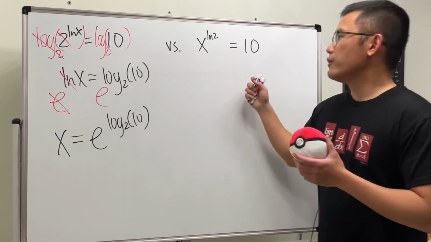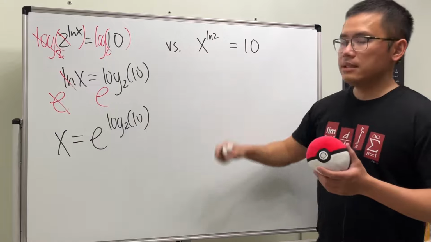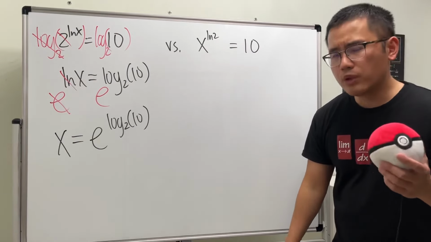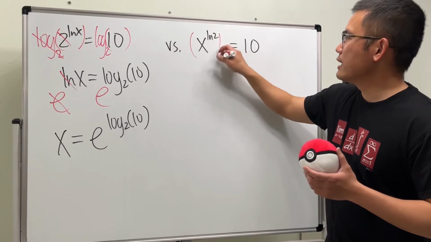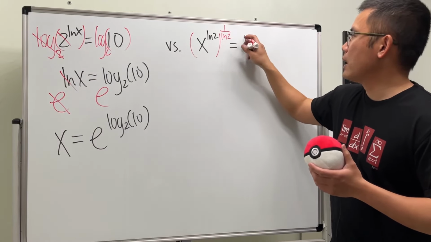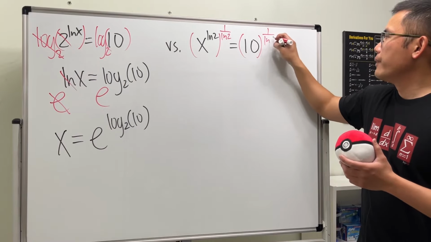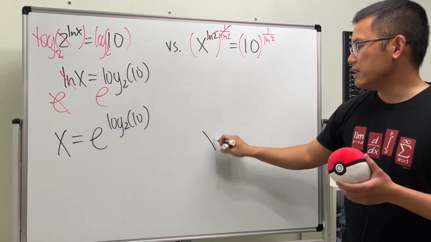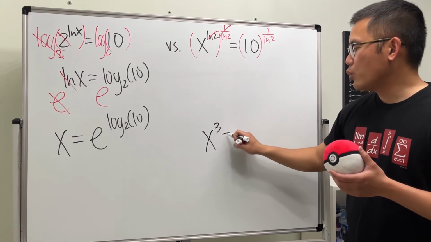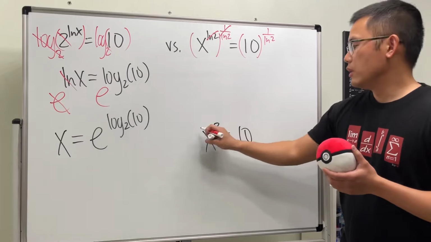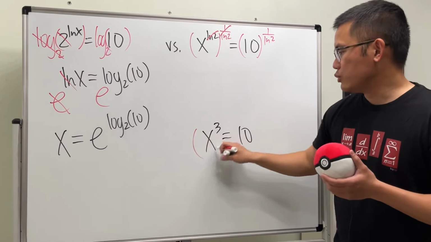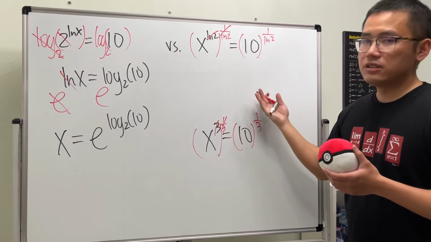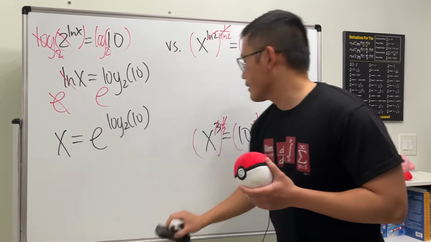Cool. Now, for the second one, the x is in the base. ln 2 is just a power, so what we can do is go ahead and raise both sides to the 1 over ln 2 power, like so, so that this and that can cancel. Why can we do that? Well, the idea is if you have x to the third power equals 10, what do you do? The cube root, right? But the cube root is really the same as raising both sides to the 1/3 power, so that this and that can cancel. So it's the same idea.